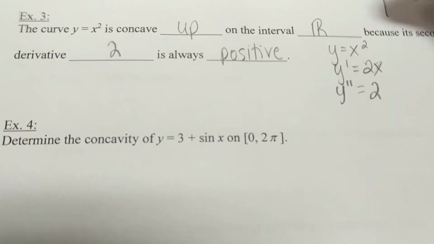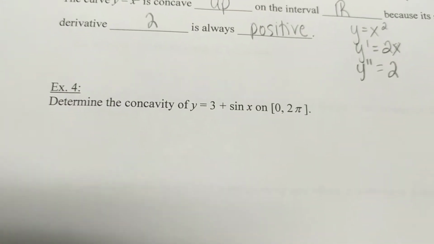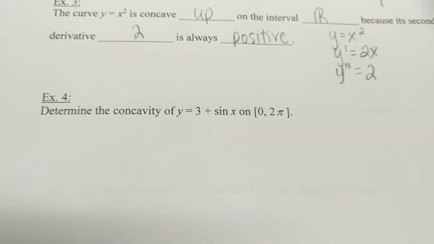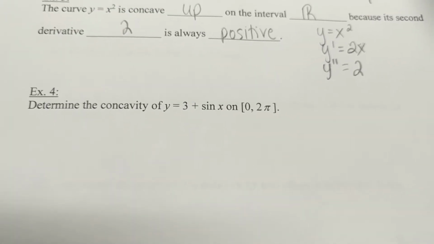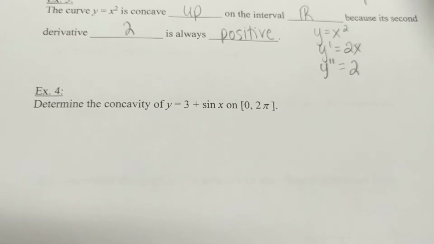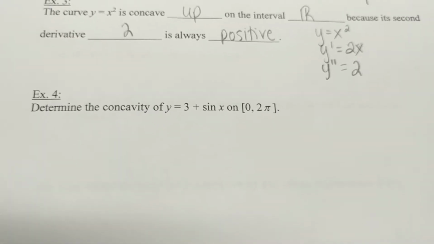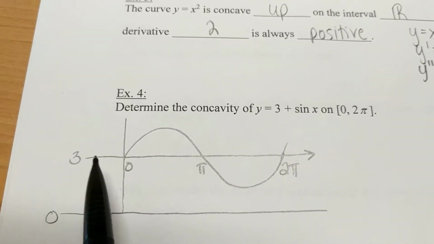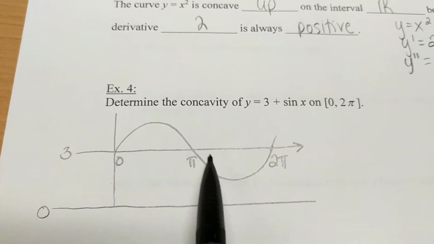So let's look at example 4. We're going to talk about the concavity of 3 plus sine of x on the interval from 0 to 2 pi. I'd like you to take a second and sketch a picture of what 3 plus sine of x looks like. This is just the graph of sine of x shifted up 3. So it still looks like this.